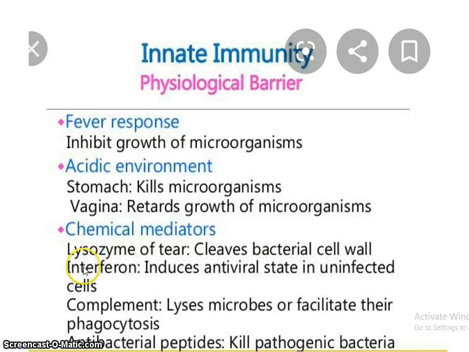The second chemical mediator is interferons. Interferons are secretions of virally infected cells, and these secretions show antiviral activity. First the virally infected cell secretes interferons, which have antiviral properties and make the surrounding cells resistant to viral infection. The next chemical mediators are complements and antibacterial peptides, which also prevent the growth of microorganisms in our body.